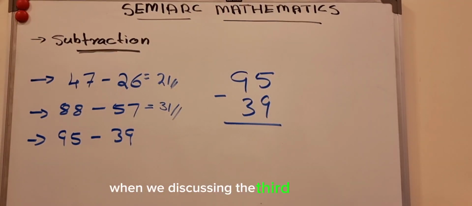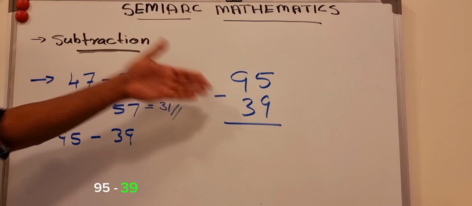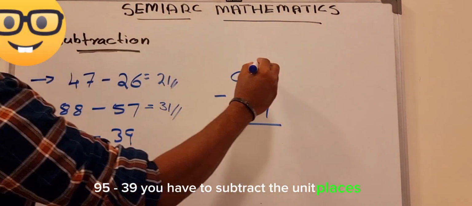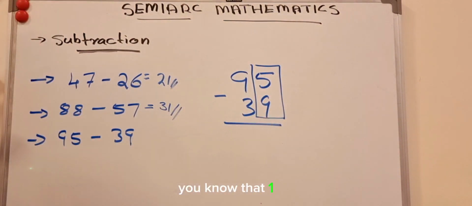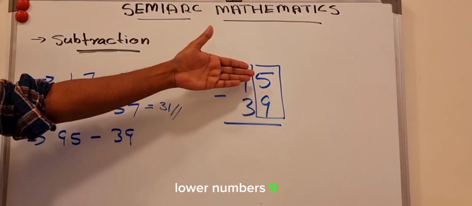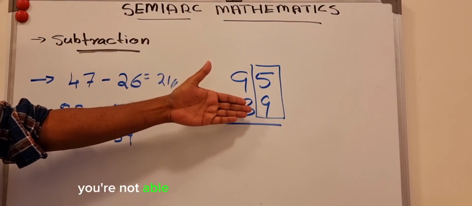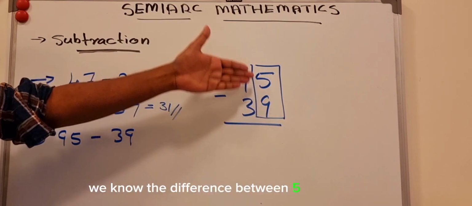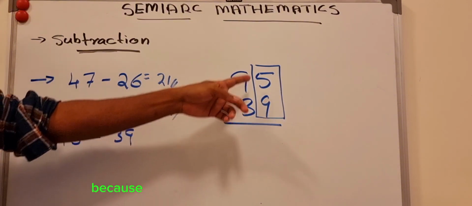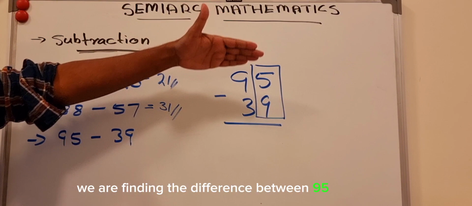Let us discuss the third example, 95 minus 39. The same process applies. You have to subtract the unit places. The unit places are 5 and 9. The upper number is 5, the lower number is 9. 5 is smaller and 9 is bigger, so you are not able to subtract a bigger number from a smaller number. We know the difference between 5 and 9 is 4, but that is not the answer, because we are finding the difference between 95 and 39.